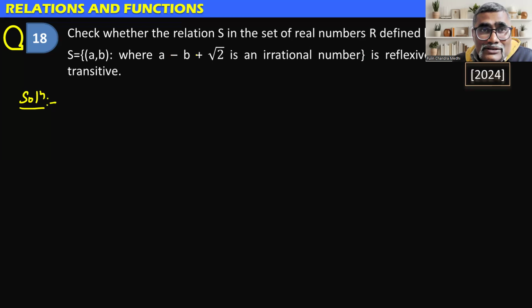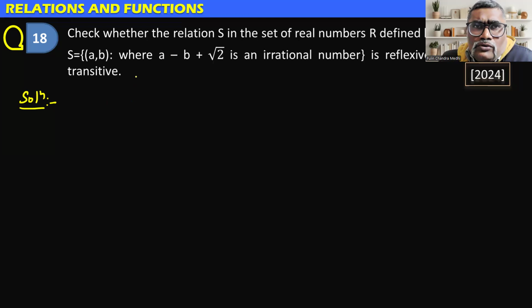So here they have said check whether the relation S in the set of real numbers defined by S, ordered pair A comma B, that means A is related to B, where A minus B plus root 2 is an irrational number, is reflexive, symmetric, or transitive. So at the beginning, my mind should think, okay, can I find examples so that I can show it is not reflexive, not symmetric, not transitive? If it is possible, okay. Otherwise, I'll try to prove it.